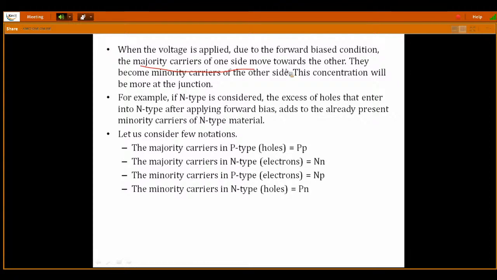Because in the forward bias, the majority charge carriers in the P side are moved to the N side. The majority charge carriers in the N side will move to the P side. This is the operation of your PN junction diode in the forward bias. Now here only the small thing will be there.